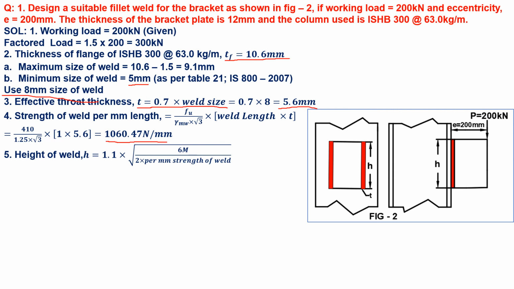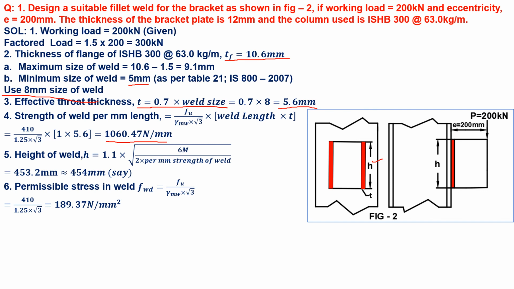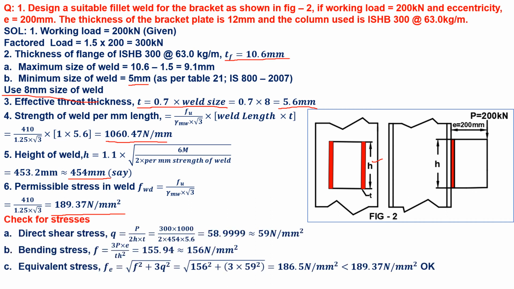Then we calculate the height of weld. The height of weld is calculated by the formula 1.1 multiplied by the root of 6 into M upon twice into per mm strength of weld, that is 1060.47. Hence height of weld comes out to be 454 millimeter. As we know, the permissible stress in weld is Fu upon gamma mw into root 3, that is 189.37 Newton per mm square. Now in the next step, we apply the check for stresses.